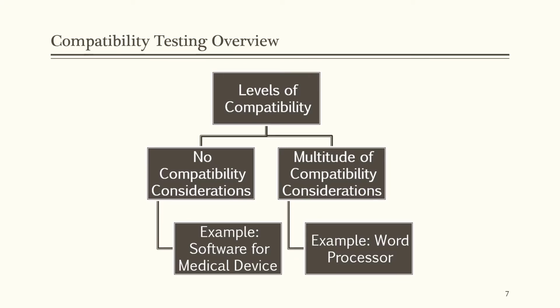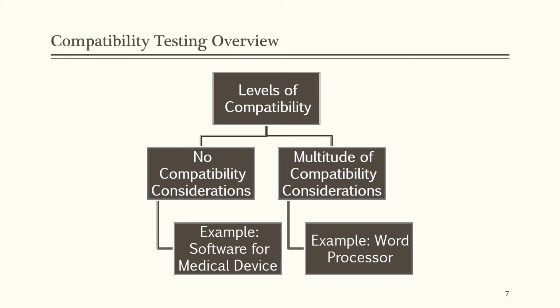Here we have levels of compatibility. There are two levels of compatibility considerations. First is no compatibility considerations, and the second is multitude of compatibility considerations. The example of no compatibility considerations is software for medical device. If software is for a standalone medical device, the device runs its own operating system, stores its data on its own memory cartridges, and does not connect to any other device, then it will require no compatibility considerations.